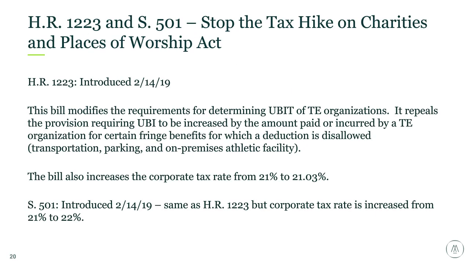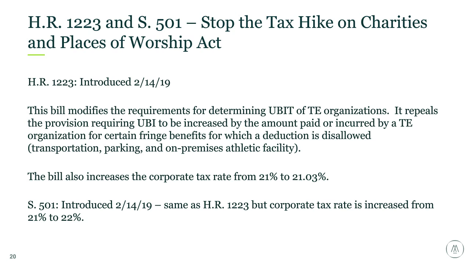Then there's another one, HR 1223 in the House and S. 501 in the Senate, Stop the Tax Hike on Charities and Places of Worship. It's the same theme as we've heard on the other ones. It would be modifying requirements, repealing the provision that UBI is increased by the amount paid for fringe benefits, and the disallowance of parking and on-premises athletic facilities.